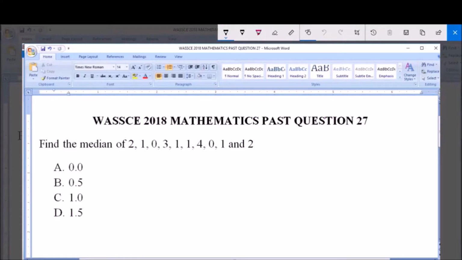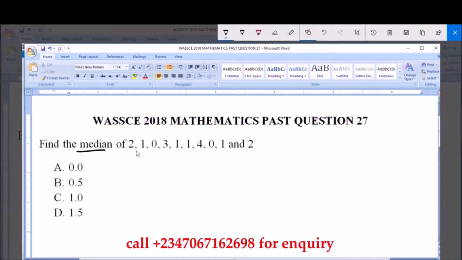Good day and welcome. I'll be answering WASSCE 2018 Mathematics Past Question 27. Find the median of 2, 1, 0, 3, 1, 1, 4, 0, 1 and 2. A 0.00, B 0.5, C 1.0 and D 1.5. Now we have to find the median of this set of data, and like we know, median simply means the middle.